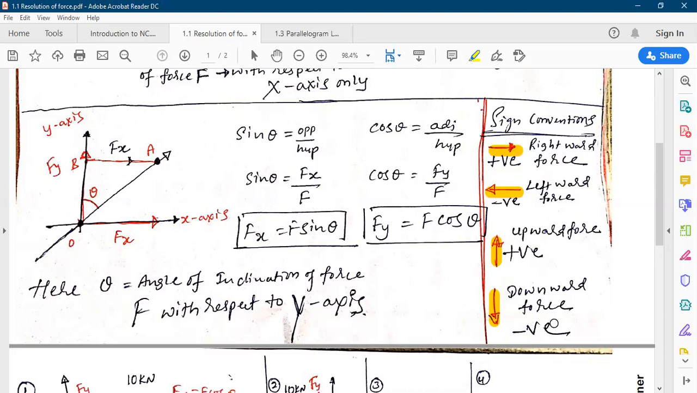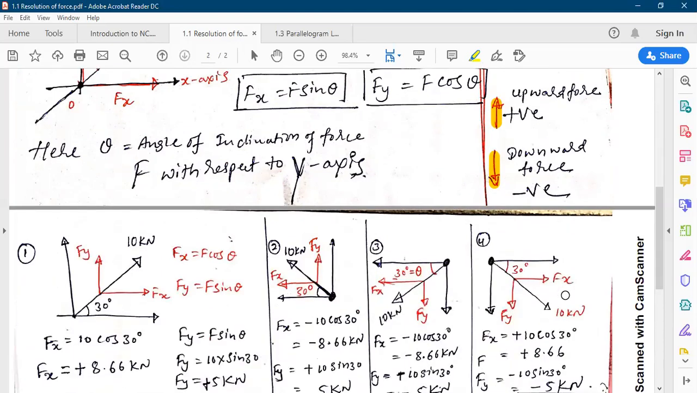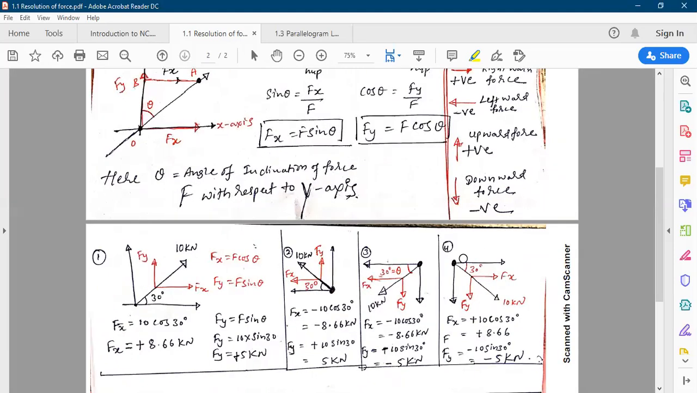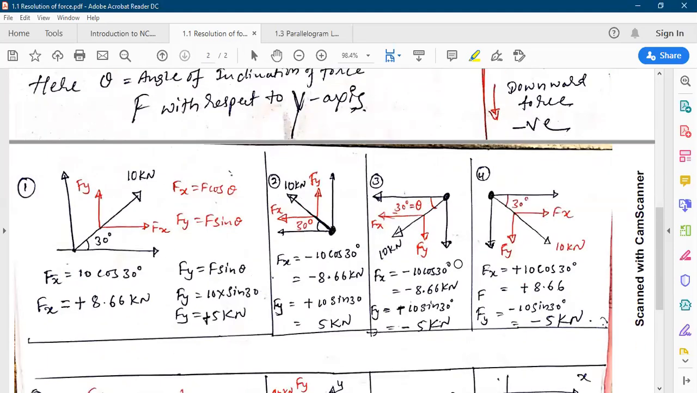So in order to make our problems simpler, we'll be considering all rightward forces as positive, and all leftward forces as negative. Similarly, all components along upwards will be taken as positive, and all downward components will be taken as negative. So with this brief introduction, we'll go to some simple problems, right?